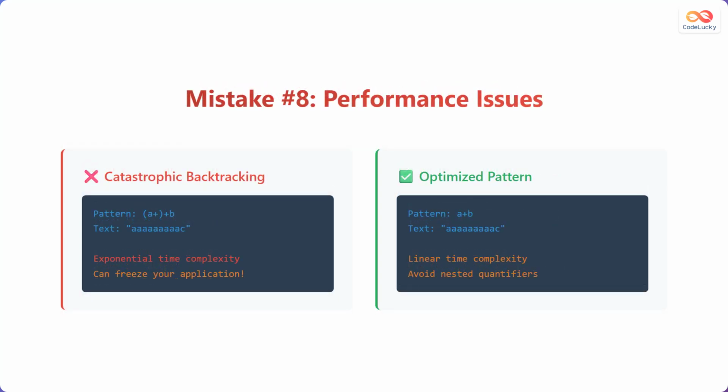Catastrophic backtracking can cause severe performance issues. On the left, the pattern (a+)+b is applied to the text aaaaaaaaaac. This pattern has exponential time complexity because of nested quantifiers, which can freeze your application due to excessive backtracking. On the right, the optimized pattern a+b has linear time complexity and avoids nested quantifiers, preventing catastrophic backtracking and significantly improving performance.